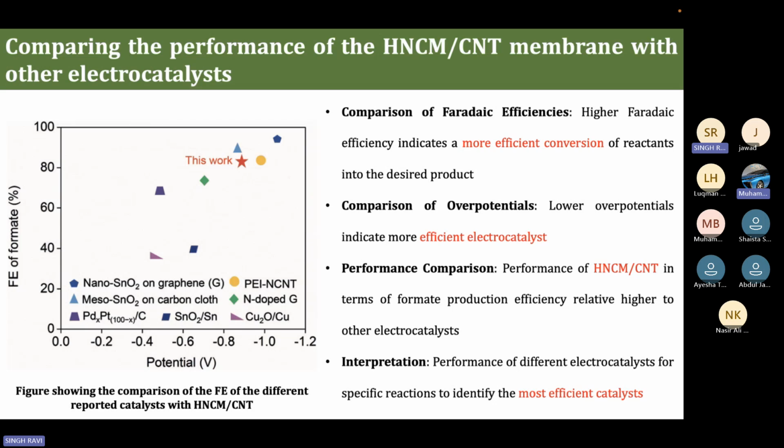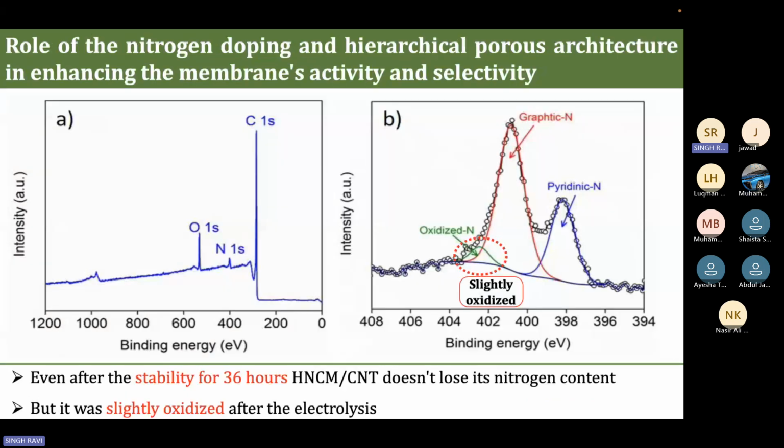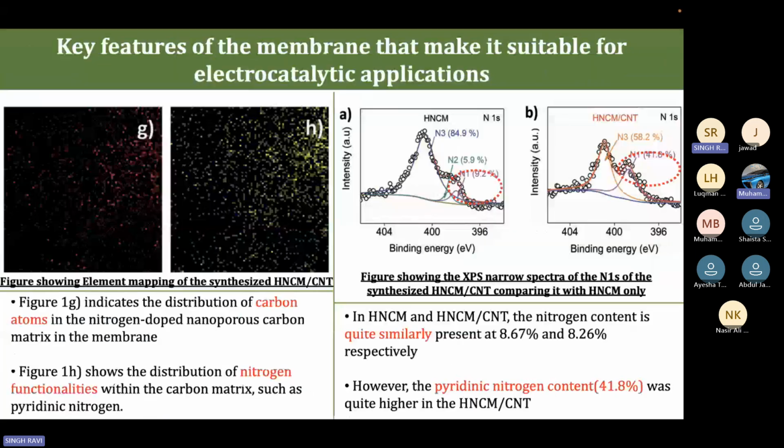So one most important point is the 700 nanometer pore size. And any other thing on the surface, they have a pyridinic nitrogen, right? Yes, pyridinic nitrogen. And how about the percentage of pyridinic nitrogen in XPS? 41.8%. In total nitrogen. Yes.